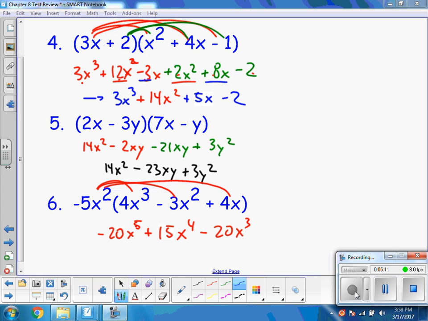For number 5, something I had to pay attention to was the negatives as I was distributing out, and also there's a middle term playing out here. Like something's going on here, so I ended up with an xy and an xy. Had to combine those as well to get my answer.